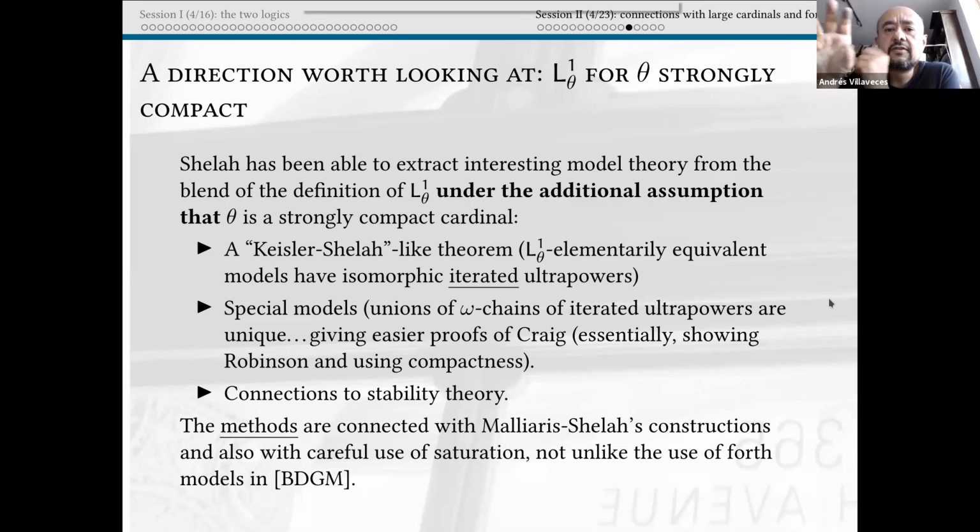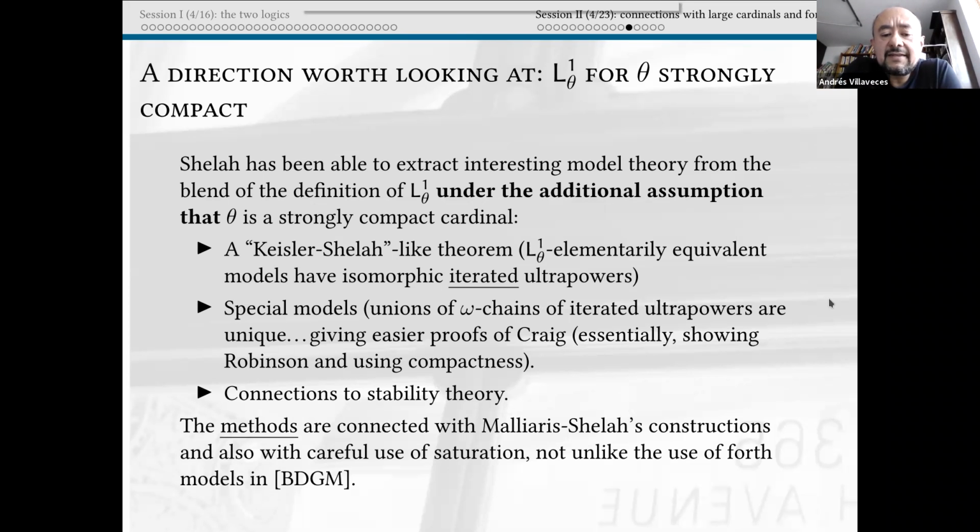So the idea is you start at theta, you go up to some lambda that has cofinality omega, but you take its strong limit, like a fixed point of the beth function above theta or something like that. And then you start iterating ultrapowers. You take the limit of that omega many times, and that's a very interesting model. It has uniqueness properties, so it's categorical for those models, so to speak.